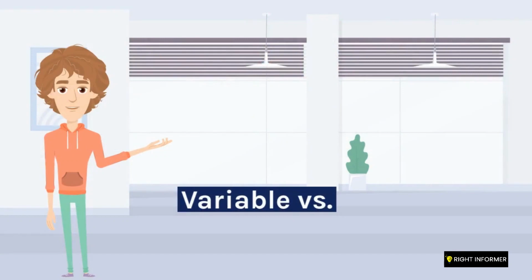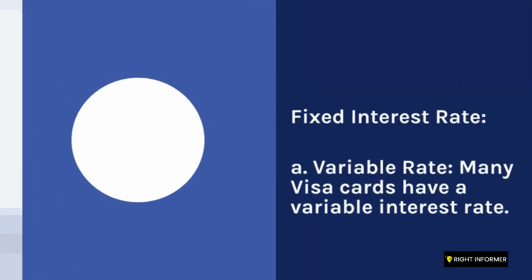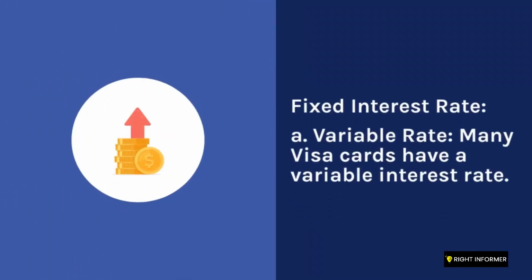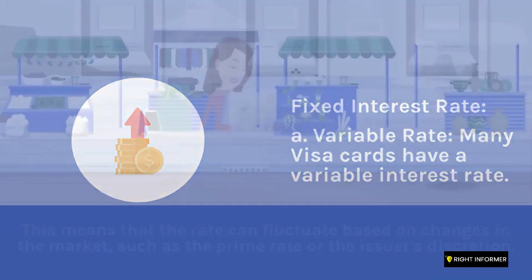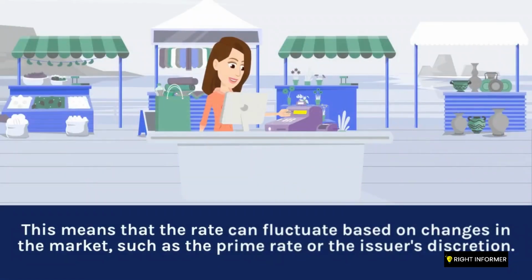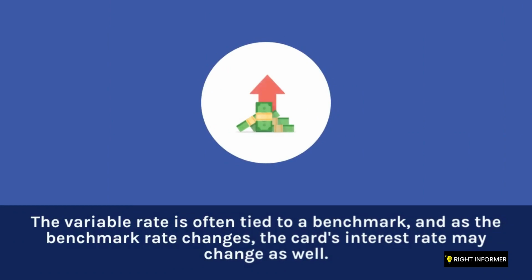Variable versus fixed interest rate. A. Variable rate. Many Visa cards have a variable interest rate. This means that the rate can fluctuate based on changes in the market, such as the prime rate or the issuer's discretion. The variable rate is often tied to a benchmark, and as the benchmark rate changes, the card's interest rate may change as well.